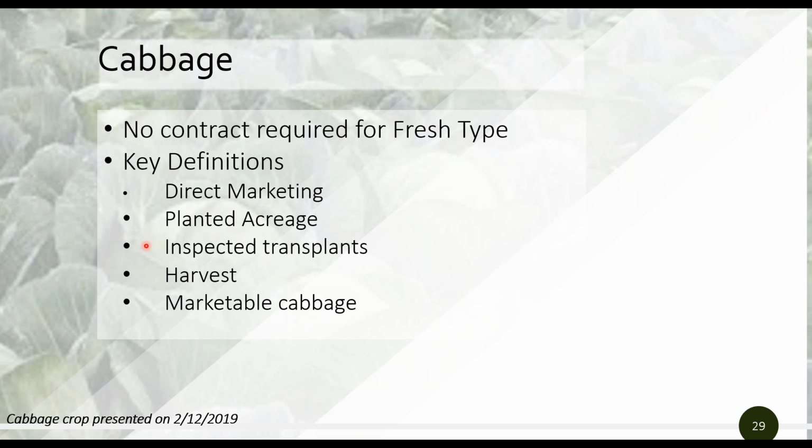Inspected transplants. The definition for that are cabbage plants that have been found to meet the standards of the public agency responsible for the inspection process within the state in which they are grown. And of course, harvest is pretty simple. That's the cutting of the cabbage plant to sever the head from the stalk. Marketable cabbage is cabbage that's sold or grades at least U.S. Commercial for fresh market cabbage or U.S. Number 2 for processing cabbage.